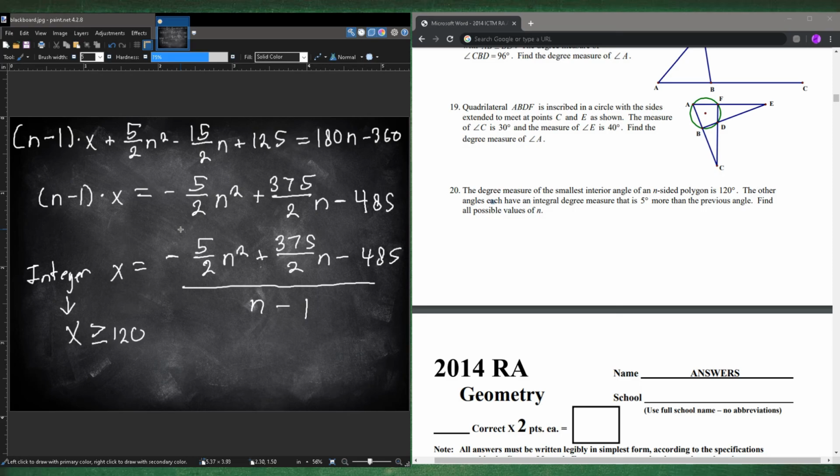If you plug in n is equal to 3, that's a decimal. Doesn't work. It has to be an integer and it has to be greater than 120, so it fails both cases. 4, 5, 6, 7, 8, 9. So when n is equal to 9, our x becomes 125. So that works. 10, 11, 12, 13, 14, 15, 16, 17. When n is 16, it also gives us 125. That's an integer. 17 doesn't work. It's a decimal.